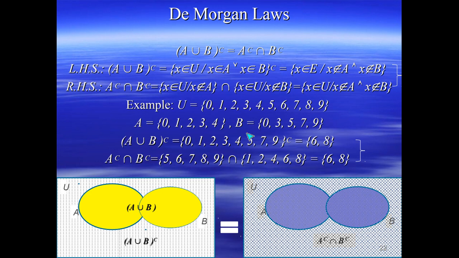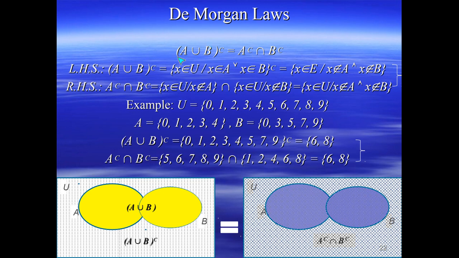And the last slide, another De Morgan law. A union B complement is A complement intersection B complement. The union of A and B, if we take its complement, is A complement intersection B complement. Let's see it on the Venn diagrams and then see the proof and the example.